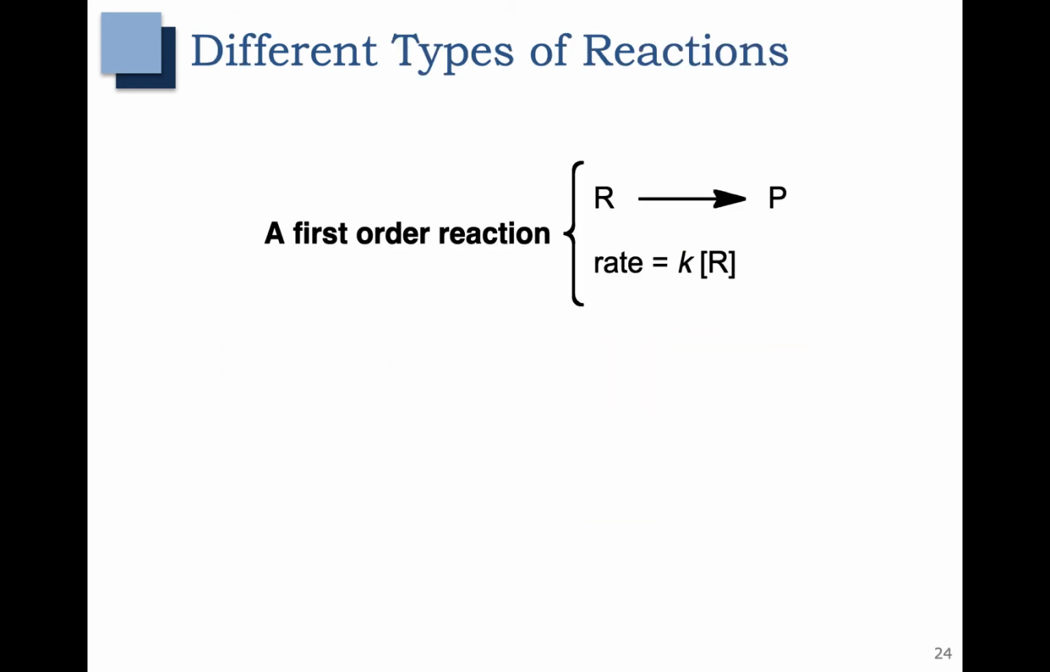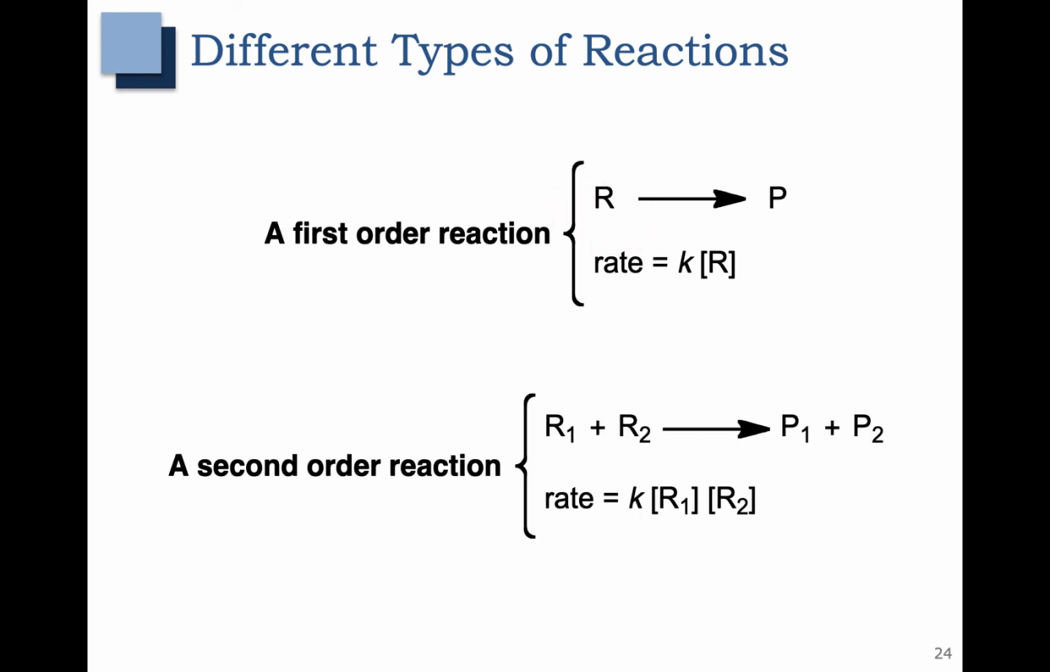An SN1 reaction is what we call a first-order reaction. That means that the reaction rate is only dependent on the concentration of one reactant. By contrast, an SN2 reaction, which we'll look at in a little bit, is a second-order reaction. The SN2 reaction depends on the concentration of two reactants.